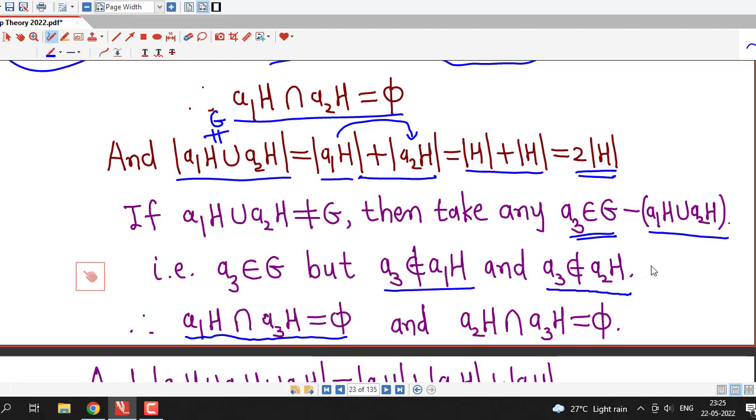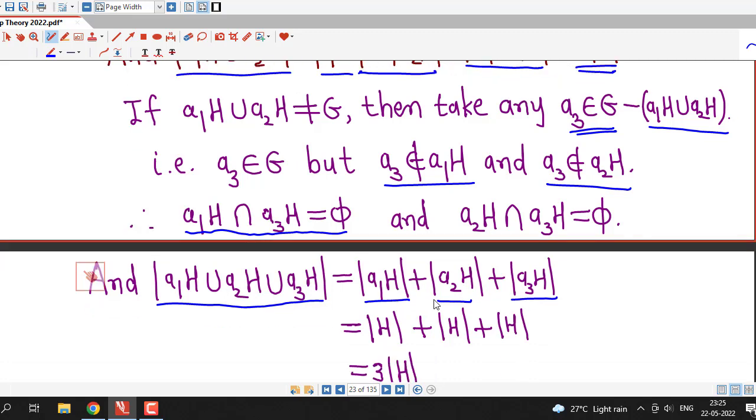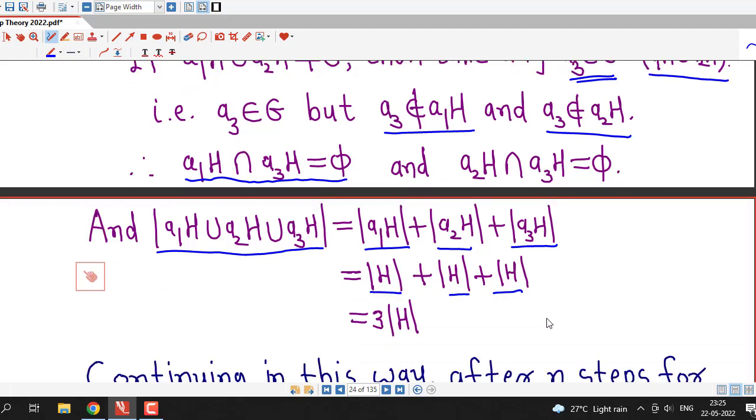Similarly A3 is not present in A2H, therefore A2H and A3H are disjoint, and we have pairwise disjoint cosets, and therefore the order of the union of these three left cosets will be equal to the order of A1H plus the order of A2H plus the order of A3H, and the order of each left coset is equal to the order of H. Therefore we have 3 times the order of H.